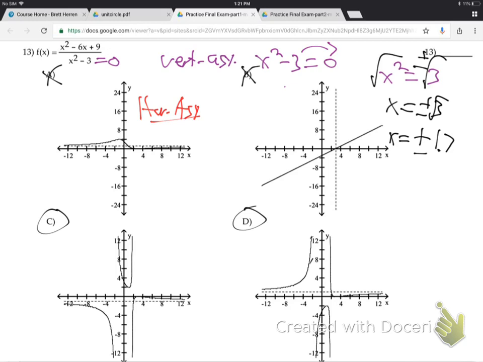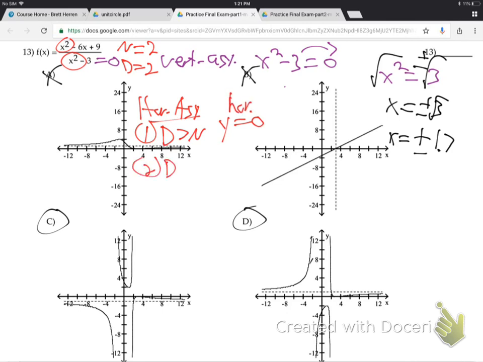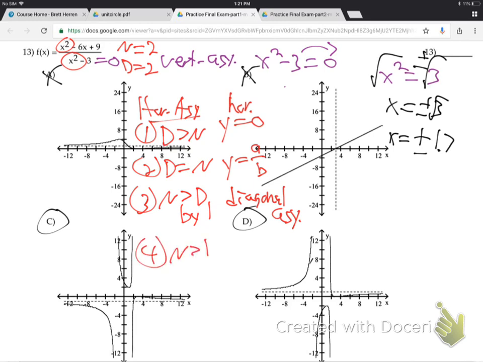I said, look at the numerator power. What's the numerator power here? 2. The denominator power 2. So I said if the denominator power is bigger, then it's y equals 0, horizontal. If they're equal, it's a over b, where a and b are the numbers in front, right? If the numerator is bigger by 1, it's a diagonal or oblique. And number 4, if the numerator is bigger than the denominator by 2 or more, there's no horizontal, no diagonal. So you can put that on your 3x5 card.